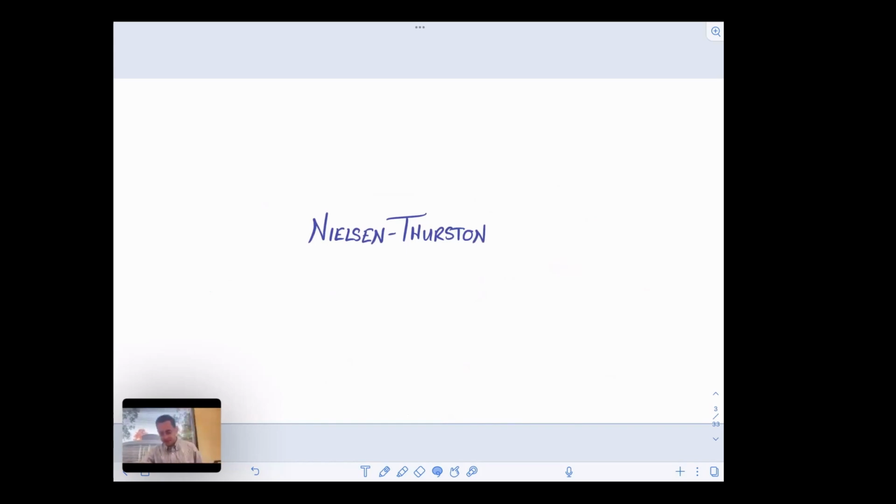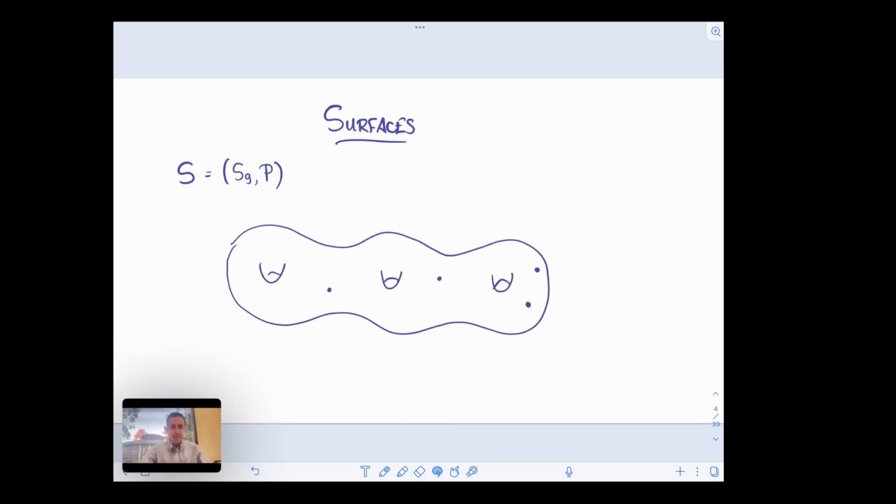This is the classification theorem for surface homeomorphisms. The context here is a surface, and for this talk, we can take a surface to be a closed surface with marked points. So compact, no boundary, some finite collection of marked points. G here is the genus, and P is the set of marked points. So that's the surface of genus 3 with 4 marked points.